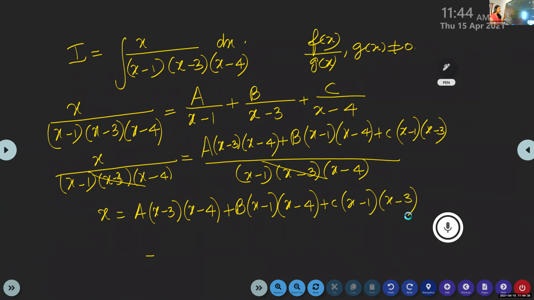In order to find a, listen children, listen. Suppose I want to find a. We should make the terms with b and c 0. So what is the value you will assign here? We should assign some values for x so that the b and c terms become 0. Karthik, can you give the value of x? 1. Why did you select 1? X minus 1 is common in both.